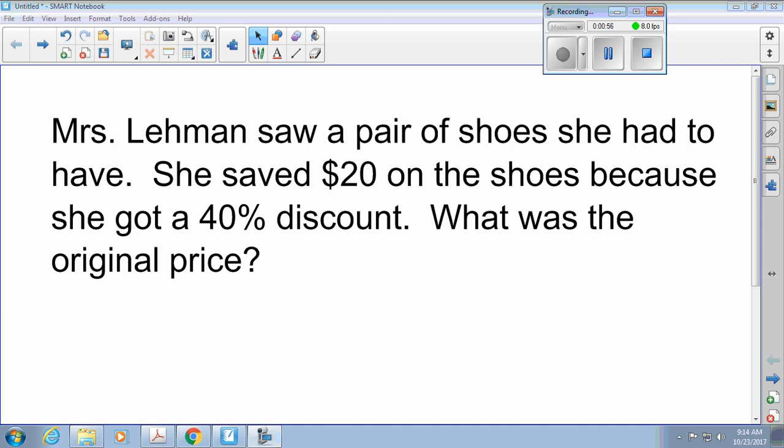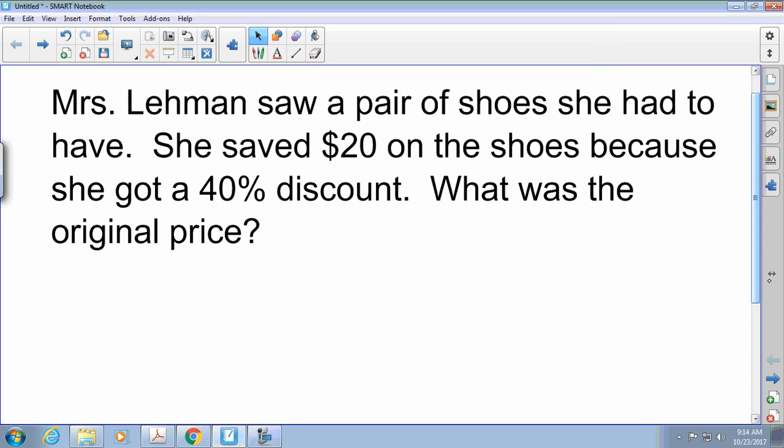All right. Anyway, Mrs. Lehman saw a pair of shoes she had to have. She saved $20 on the shoes because she got a 40% discount. What was the original price? That's our bell ringer for today. So the kids have worked on this in their bell ringer notebooks. As I look around, I definitely see line equals line, or a proportion, set up.